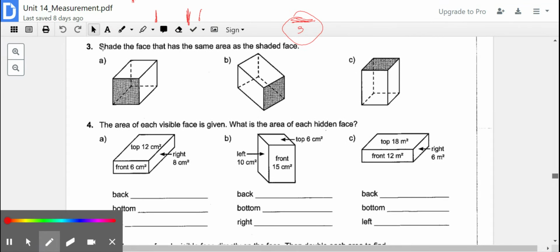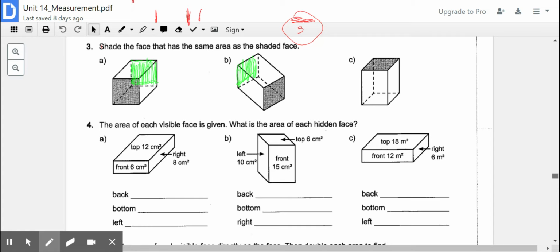Number 3, it says, shade the face that has the same area as the shaded face. Oh, I like this one. This one sounds pretty good. I'm going to change my pen color to green. Now, if I'm going to shade the face that has the same area, well, I'm assuming that's the front face that we're looking at. And so I know the front and the back face are going to have the exact same area. So I'll shade in the back face. Okay. And this one here, this is the front face, and I will shade in the back face.